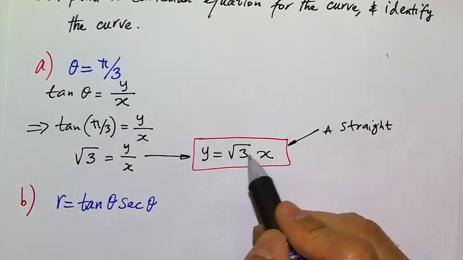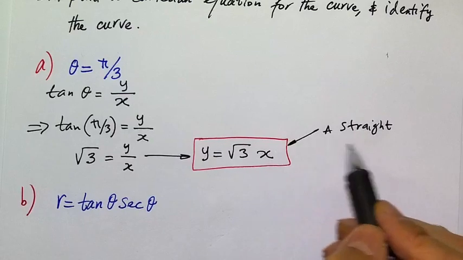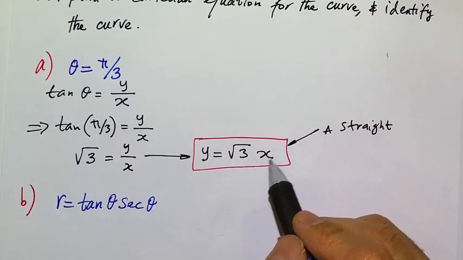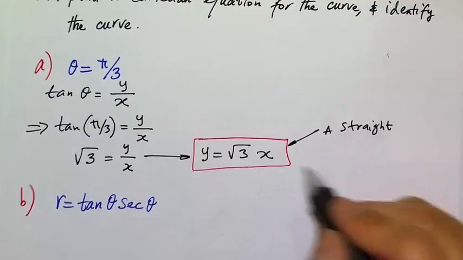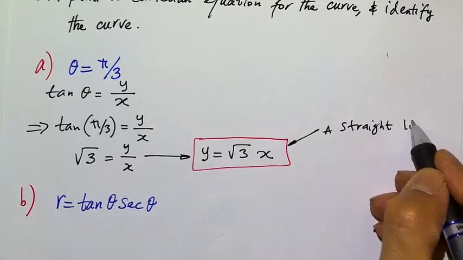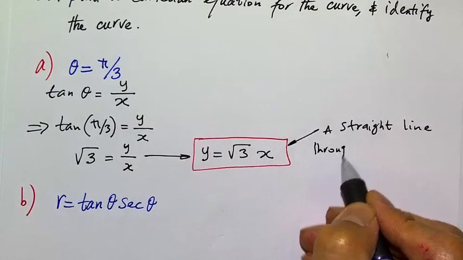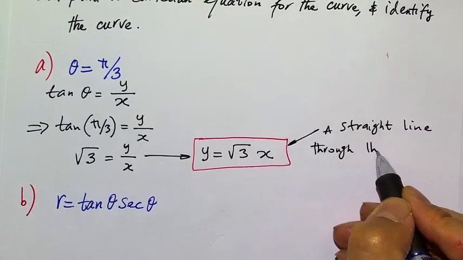Now, if x was under the square root, then that would be different, right? Then that would not be a straight line. But this is outside, so this is just the slope of a straight line going through the origin. So a straight line through the origin.